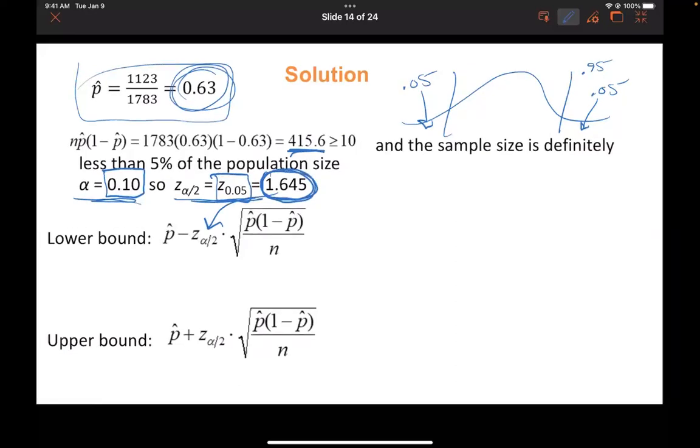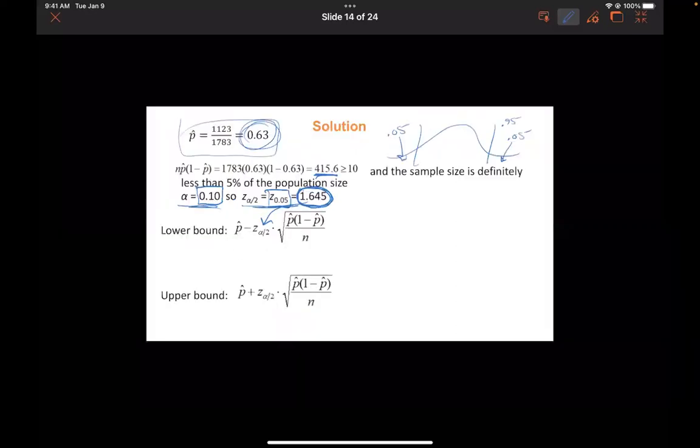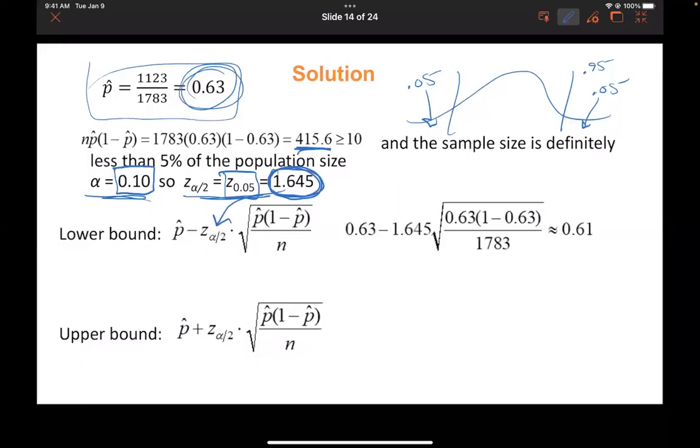Let's see, where's that math? Here we go. So this right here was the Z score. This right here is my p-hat. This is my sample size. So my lower bound, I took 0.63 and I subtracted this. My lower bound is right here. That's the lower bound of my confidence interval.